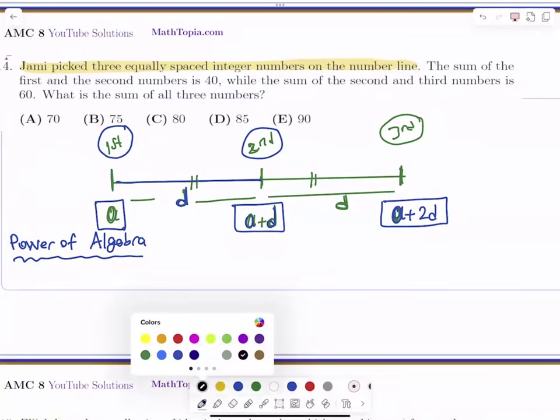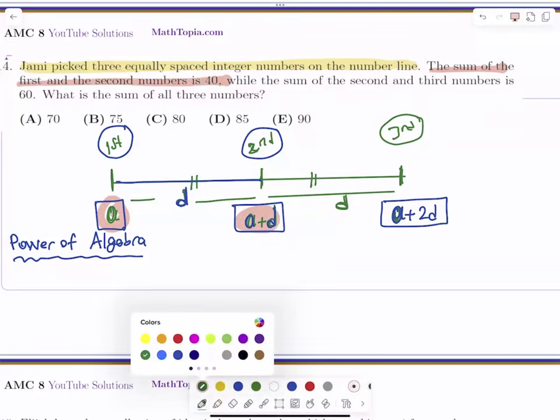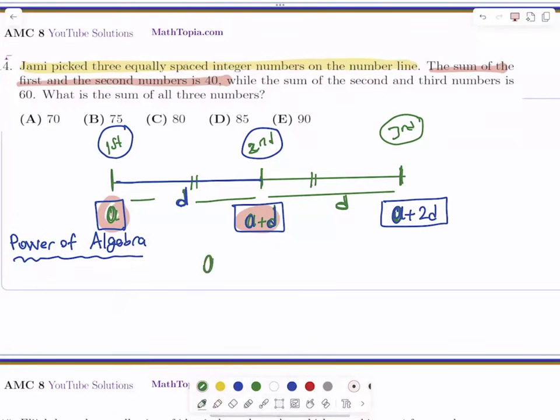What's the first equation, Yusuf, I can get? The first equation is A plus the first, plus the first and second, equals 40. Okay, that's the first equation, right?